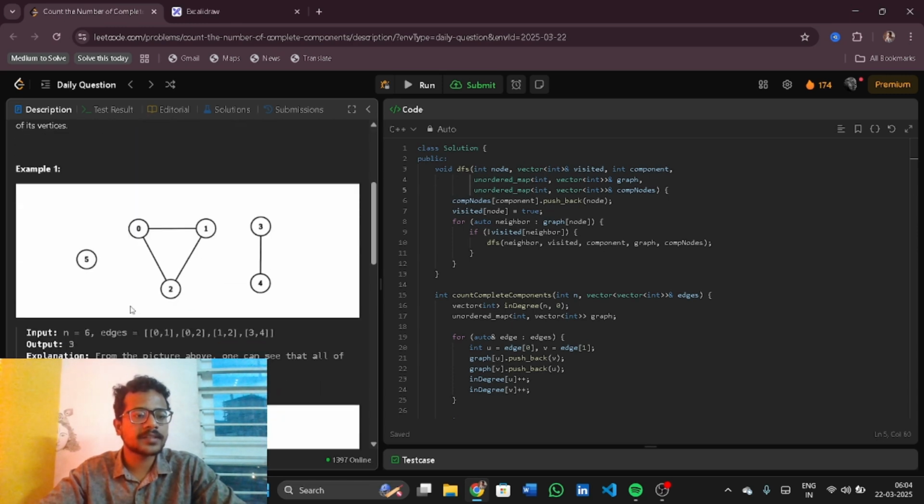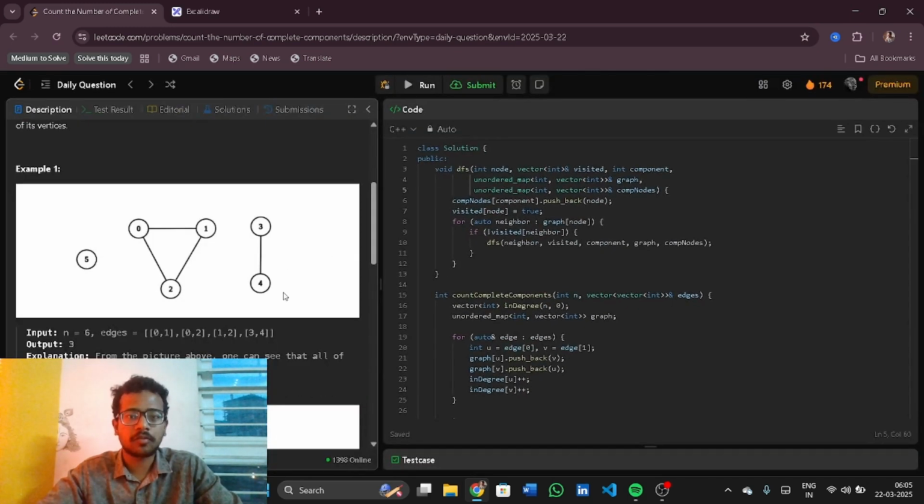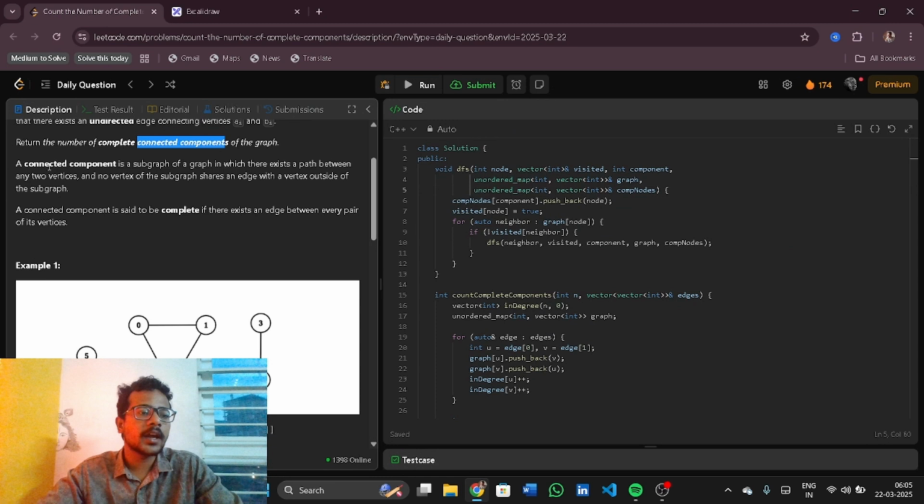A component is something like this. If you see this, this is called one component, and this is called another component. It's like an island in the water. If you have already solved the number of islands or number of components problem, it is similar to it. A connected component is a subgraph in which there exists a path between any two vertices and no vertex of the subgraph shares an edge with a vertex outside of the subgraph.